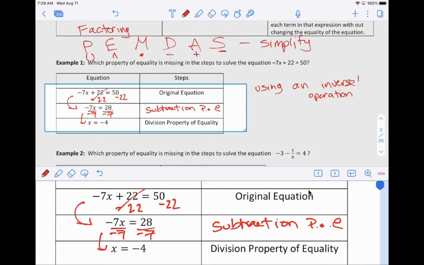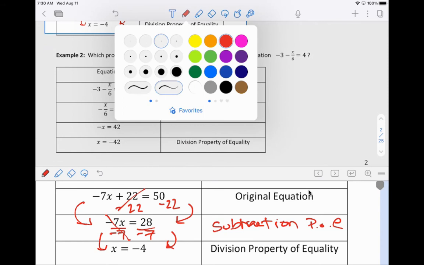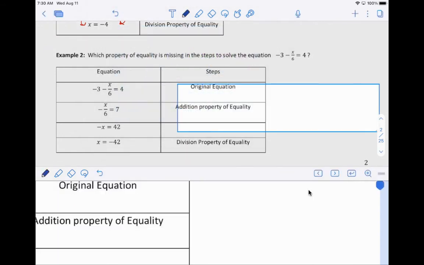And so what happens is those inverses cancel each other out, and that's why we're just left with -7x. Here, the -7s cancel each other out, and that's why we're just left with x. But again, according to the properties of equality, that also has to happen on the other side. Okay, so we're using inverses on one side and equating them on the other. All right, let's try this again.